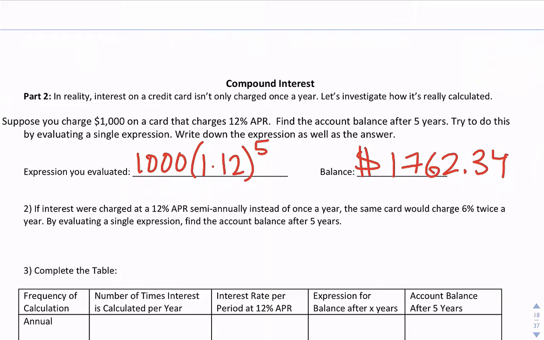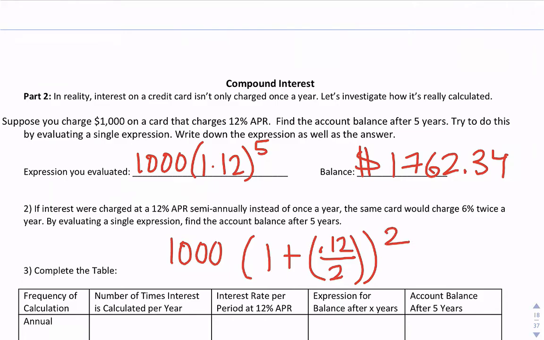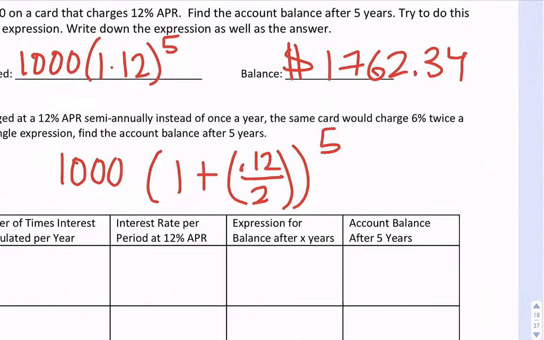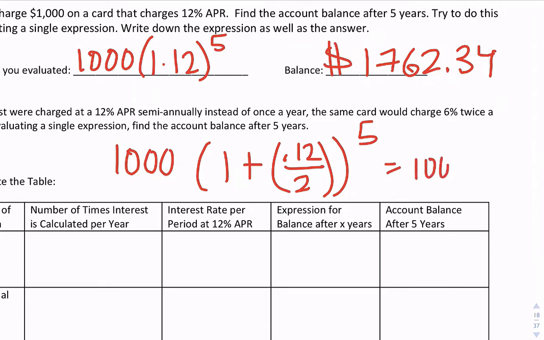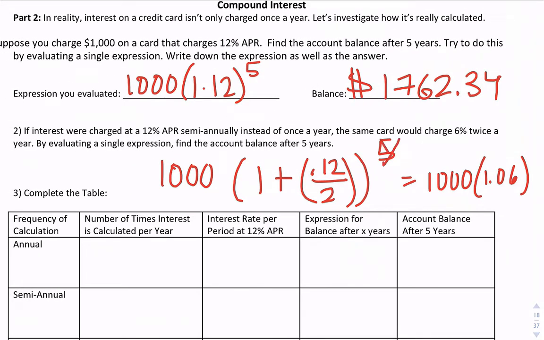Okay, if interest were charged at 12% semi-annually instead of once a year, the bank would charge instead of 12% once, 6% twice. By evaluating a single expression, find the account balance after 5 years. So this would be 1,000 times 1 plus, and we're going to take that 12% and divide it in half. Oh, and we want that for 5 years. All right, so here's what it would look like. 1,000 times 1.06. Oh, and they're charging it twice a year, so instead of 5 times, it's going to be 10 times. All right, so let's calculate that.